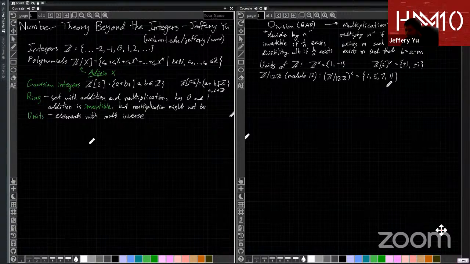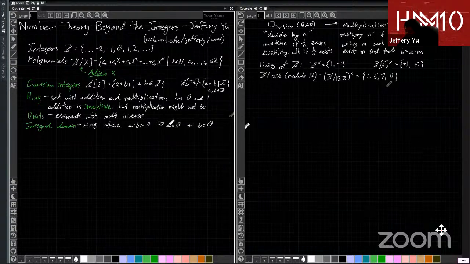The last term I want to define in terms of these sets are what we call integral domains. Sometimes in the literature, people just call them domains, with the word integral being implicit. But an integral domain is basically a ring with the property that a times b equals 0 implies a is 0 or b is 0.